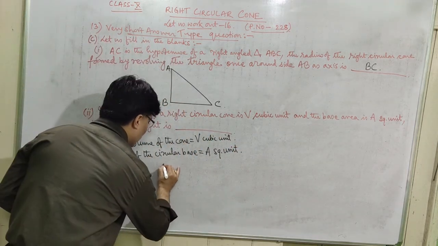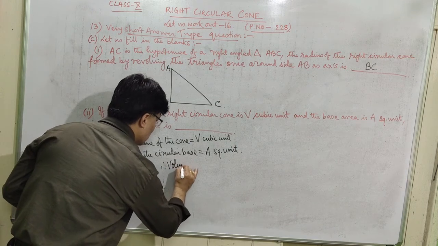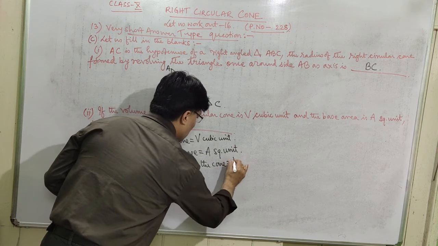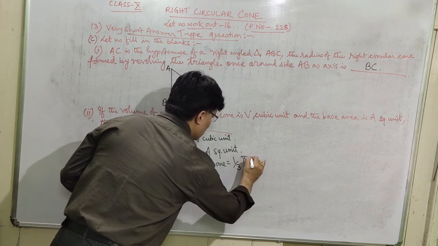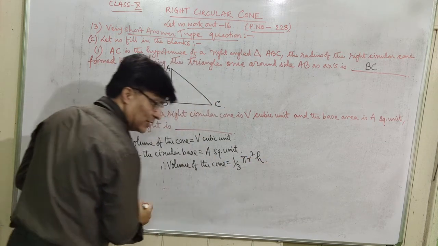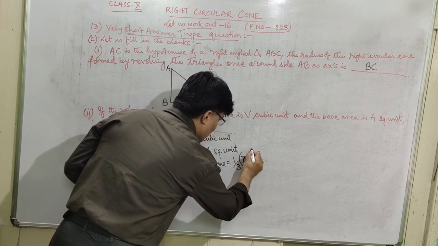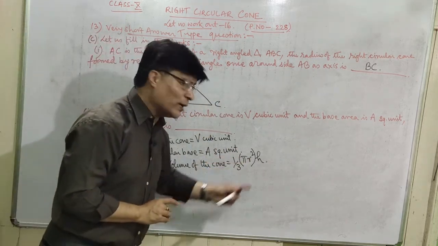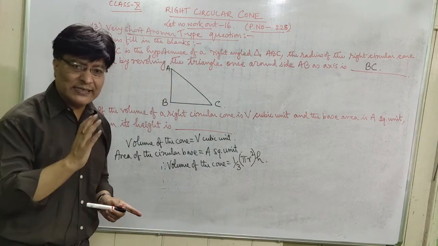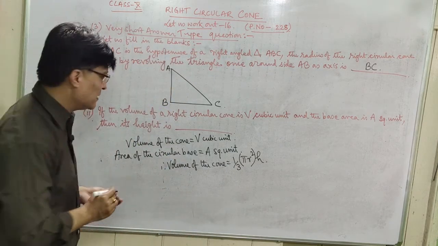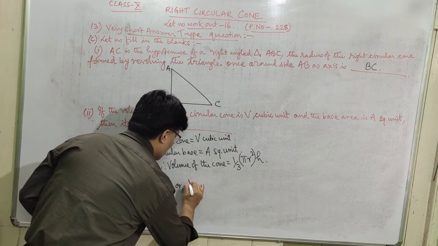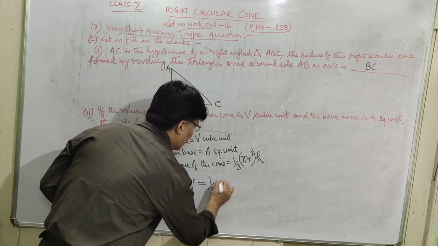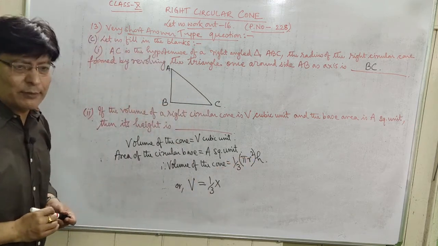So what is the formula for volume of the cone? So volume of the cone is equal to 1/3 pi r square h. Now pi r square is kept within bracket. As you know that this pi r square is the area of the circle. That is area of the circular base, right? So what is the volume of the cone given in the question is V, which is equal to 1/3 into, by question, what is the formula for area of the base?